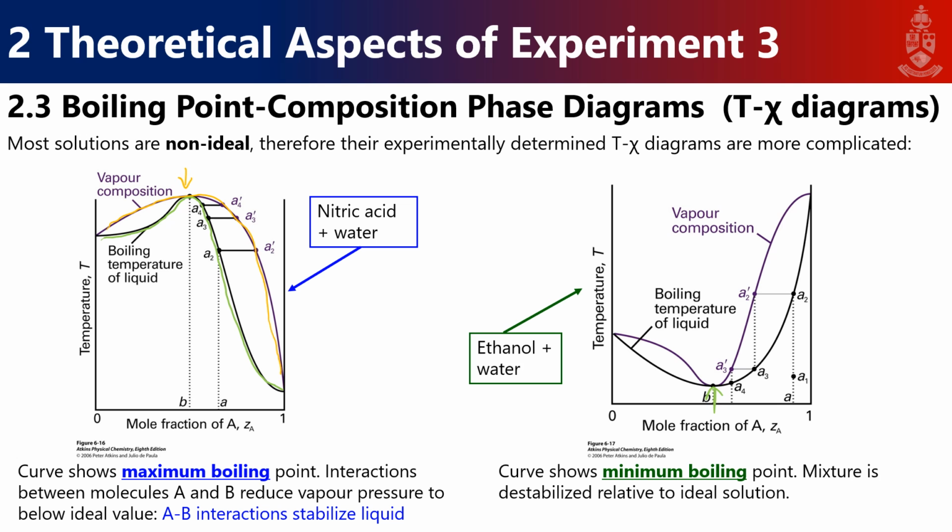This is for ethanol and water. So once again, the bottom line shows you the composition of your liquid, and the top line shows the composition of your vapor. Okay. So all of this is due to intermolecular interactions.